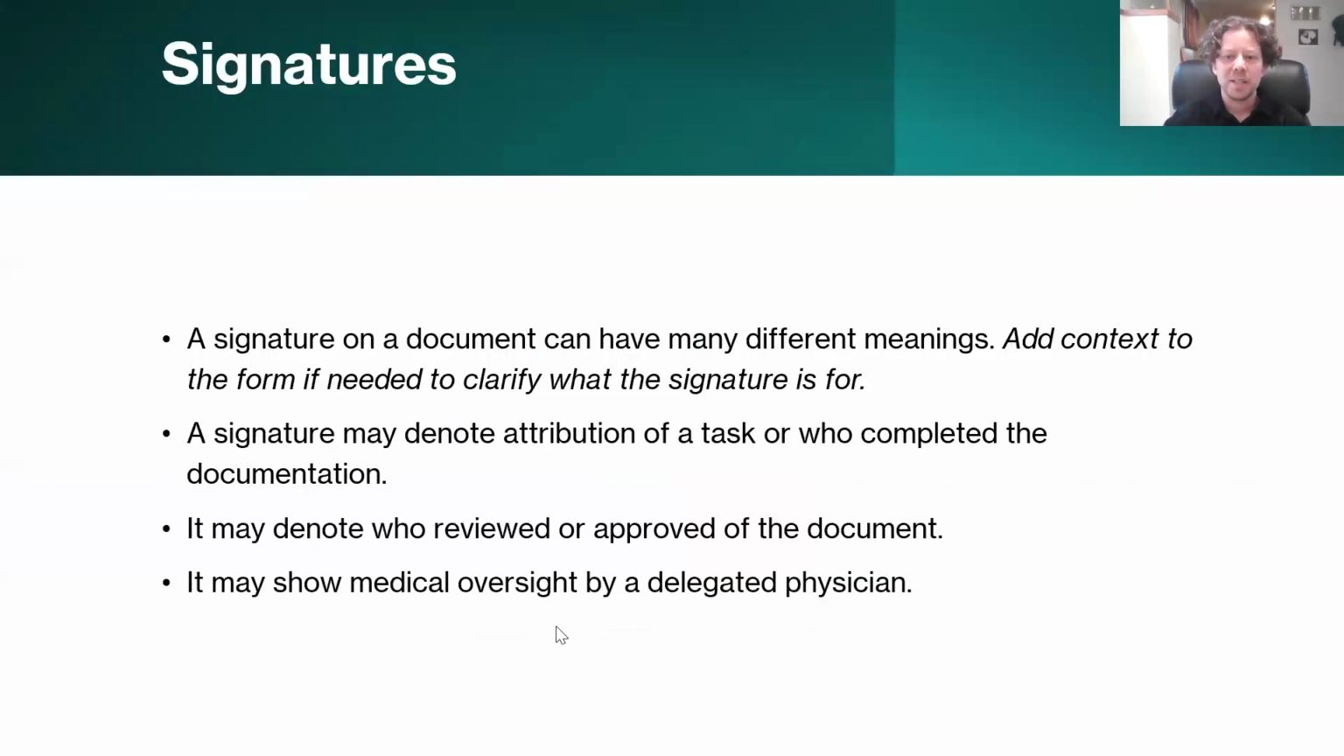So a signature on a document can have many different meanings. It's important that you add context to the form if needed to clarify what that signature is for. So a signature might denote the attribution of a task or who completed the documentation, but it might also denote who reviewed or approved of the document. It might also show medical oversight by a delegated physician. So depending on the kind of document it is, you might need multiple different people's signatures to show all those things.